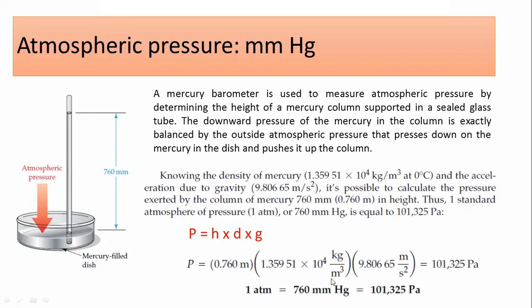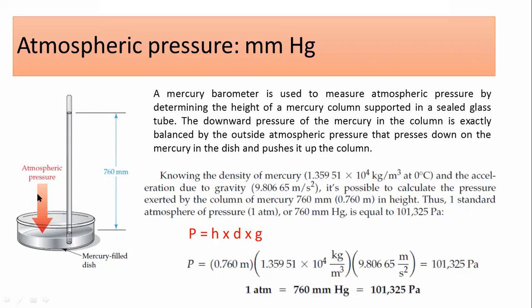This is the density of the mercury. This is due to the gravity. And these are the constant figures. Again, when you solve it, you will get the same value, 101,325 Pascal, or you can say 101 kilopascal. Now we have come to the conclusion that 1 atmosphere pressure is equal to 760 mm of mercury.